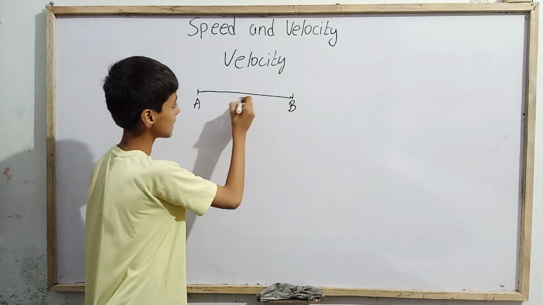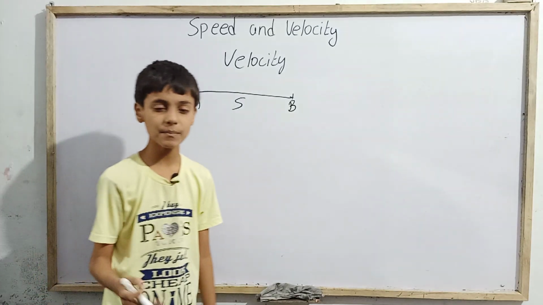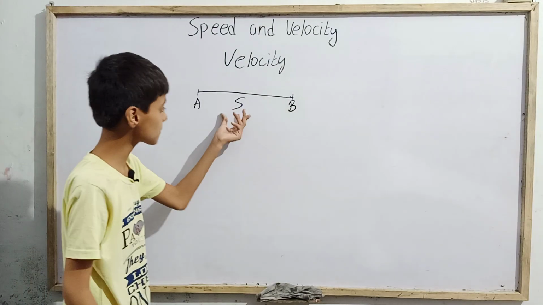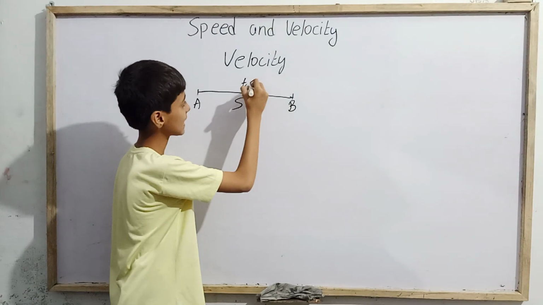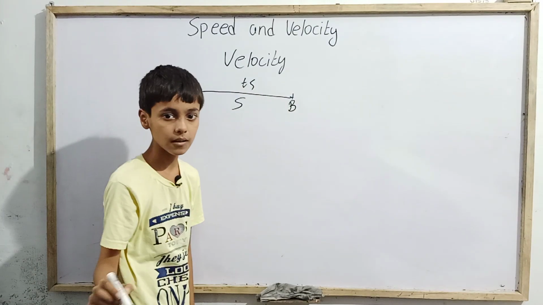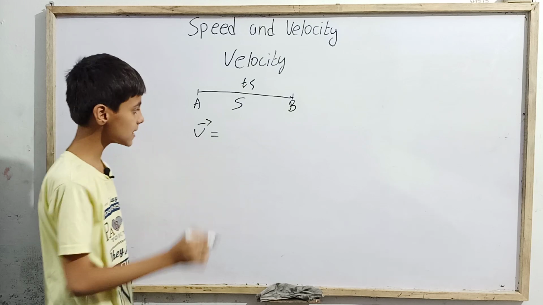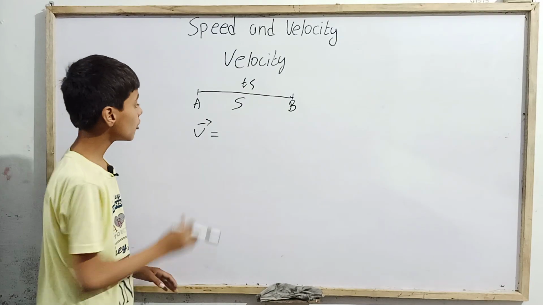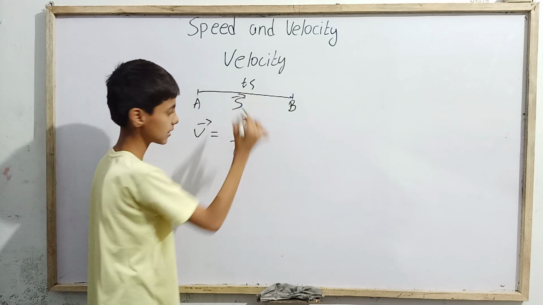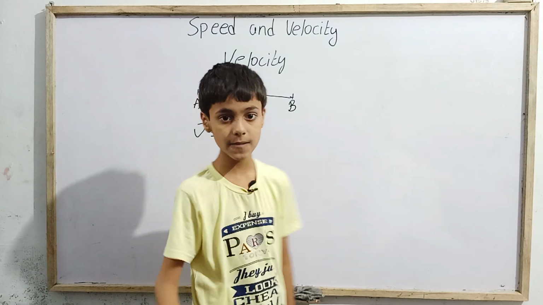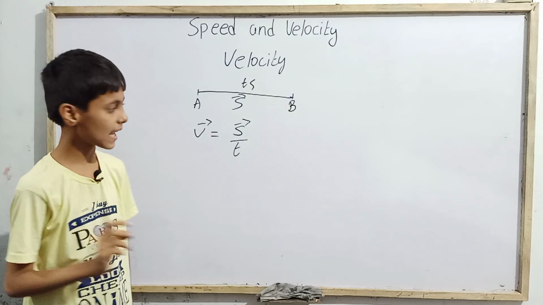Imagine I am writing this displacement as S. Generally displacement is written as X in many books, S in many books, and D in many books. So I am writing S here. If this displacement covered by me going from A to B in T seconds is S, then the velocity of mine is, velocity is a vector quantity. Why is it a vector? We'll discuss it. First of all, vector V we can define as vector S divided by T. Here I apply an arrow because we are taking displacement, not distance.